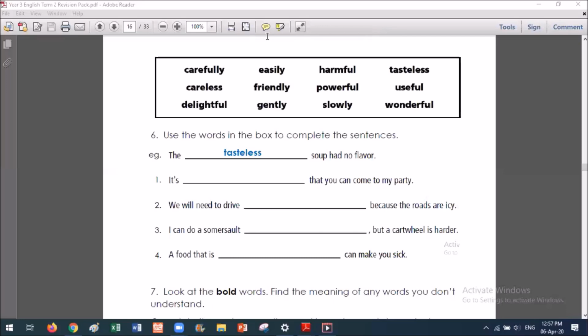So now we're going to choose one of the other words. What word do you think might come instead of friendly? It's wonderful. Exactly. So we're going to write wonderful. Bravo, Mohammed. Well done. So we're going to use these words.